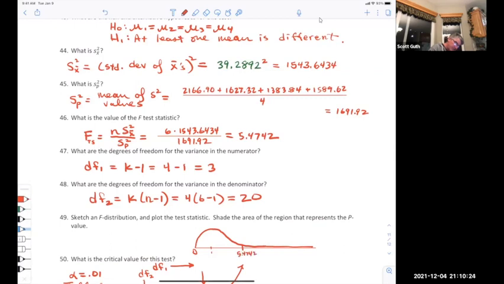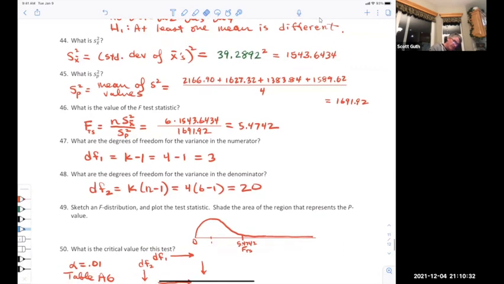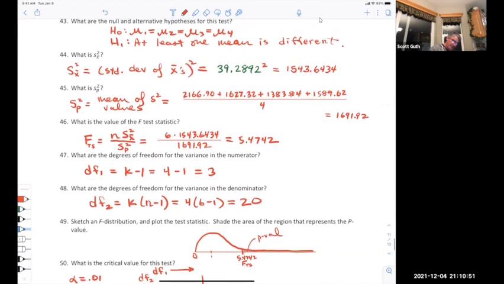5.4742 is our F test statistic. And then we're going to need, of course, the area of the tail there, which is our p-value. So I'm going to just try and shade that a little bit. Looks pretty small, but this is just based on me sketching, and I really don't know how big it's going to be. So the p-value will be this tail. Okay. And while I'm at it, let's go ahead and figure this out.